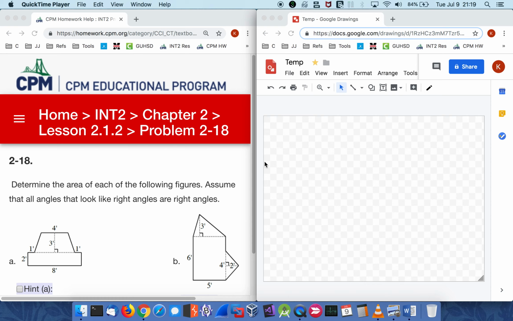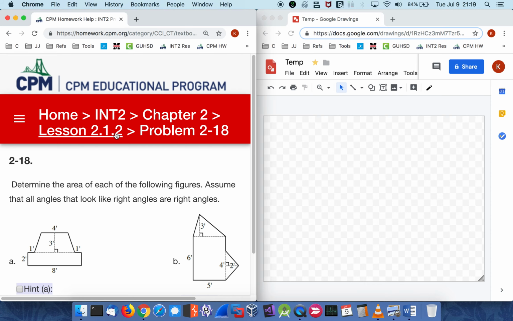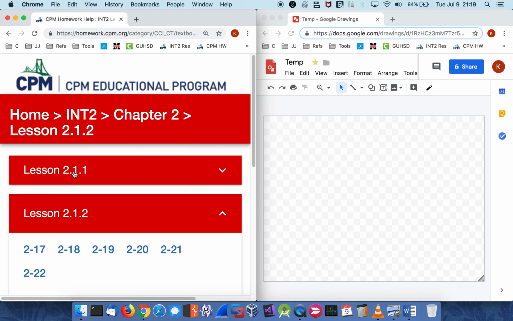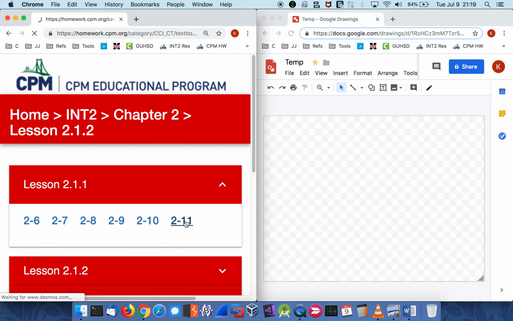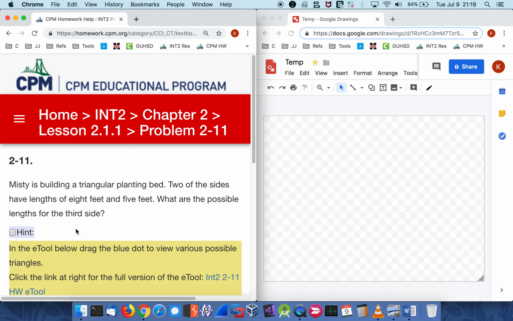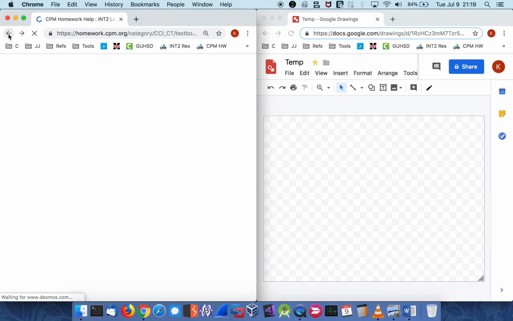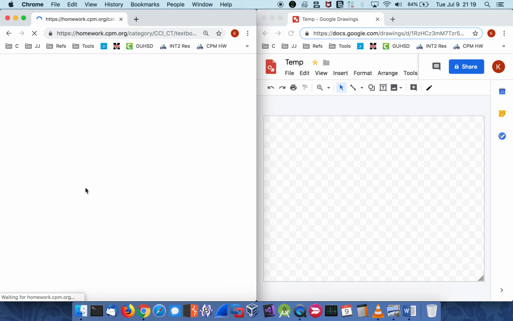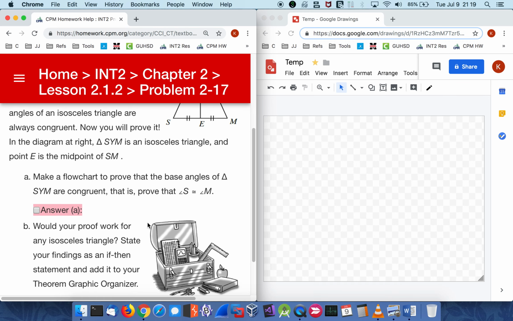Okay, so I think we actually finished lesson 2.1.1 yesterday, because we finished with 2-11, which was the triangular planting bed. So Misty's triangular garden thing. And so now we're on 2.1.2. So 2-17 is that flowchart proof type problem.